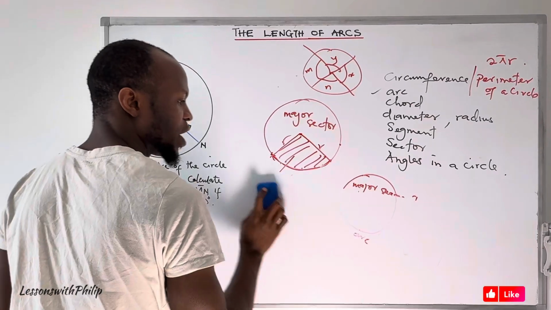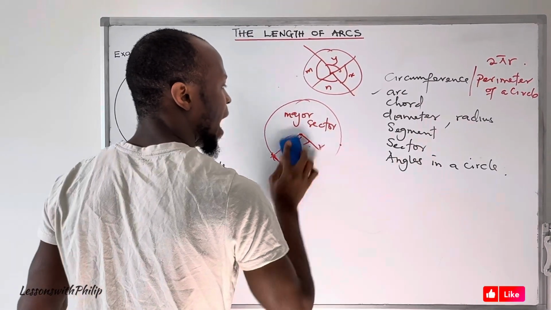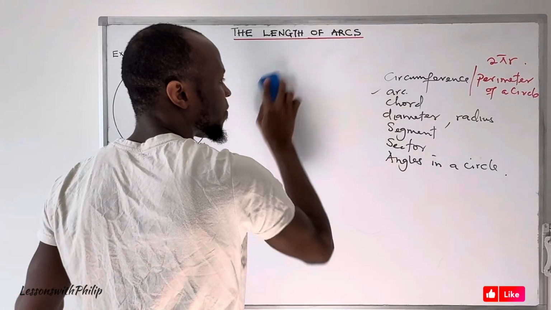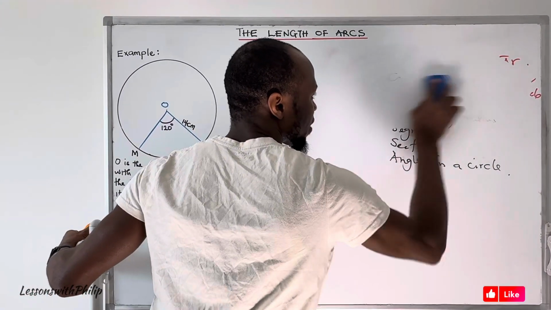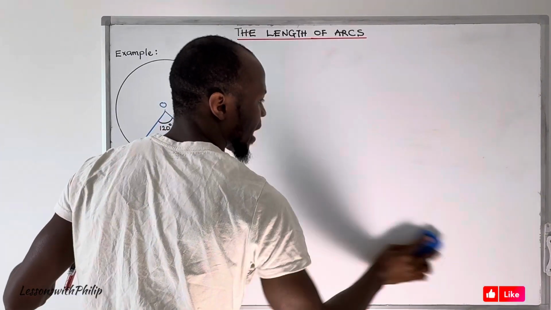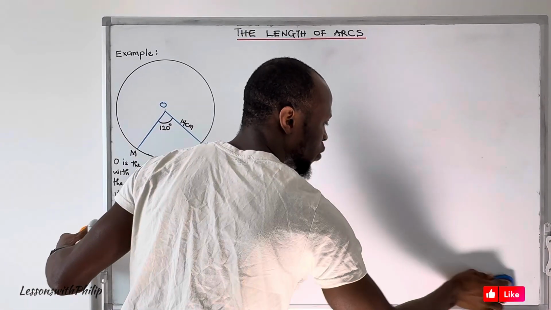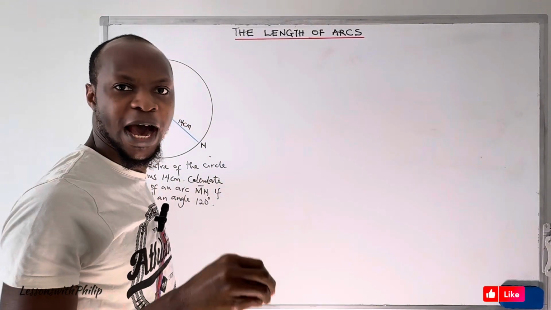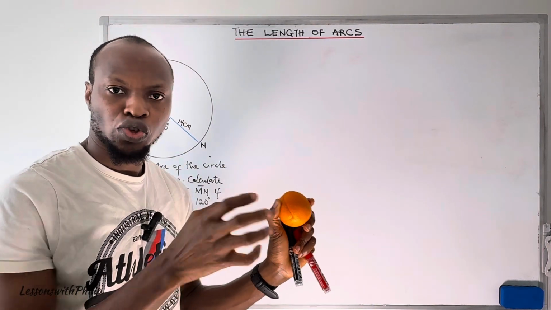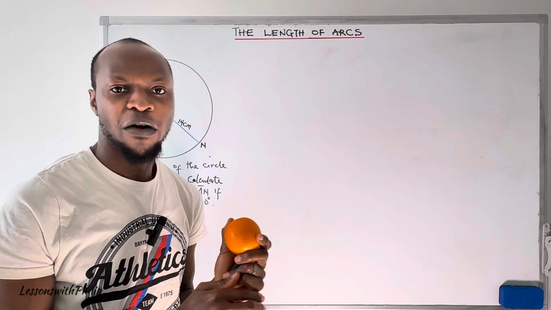Okay, but today we'll be starting with the arc. We'll be talking about the arc of a circle. Okay, let's go. Now we have a question on the board. We want to start with an arc of a circle. Don't forget, I have said an arc is what? The distance, the length between two points on the circumference of a circle.